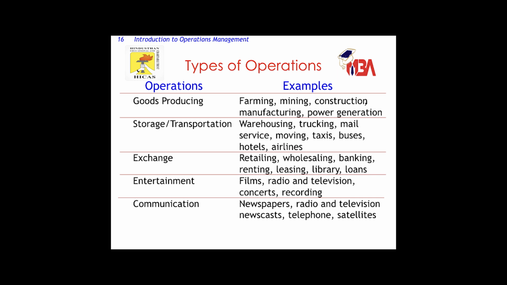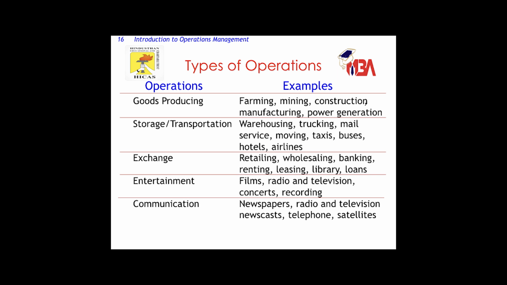If you look at storing and transportation activities, warehousing is a storage activity, trucking is a transportation activity, mail service is a transportation activity, moving is a transportation activity, taxis are involved in transportation operation, buses are involved in transportation operation, airlines are involved in transportation operations, hotels are involved in storage operations. So these are some of the examples for storage and transportation.